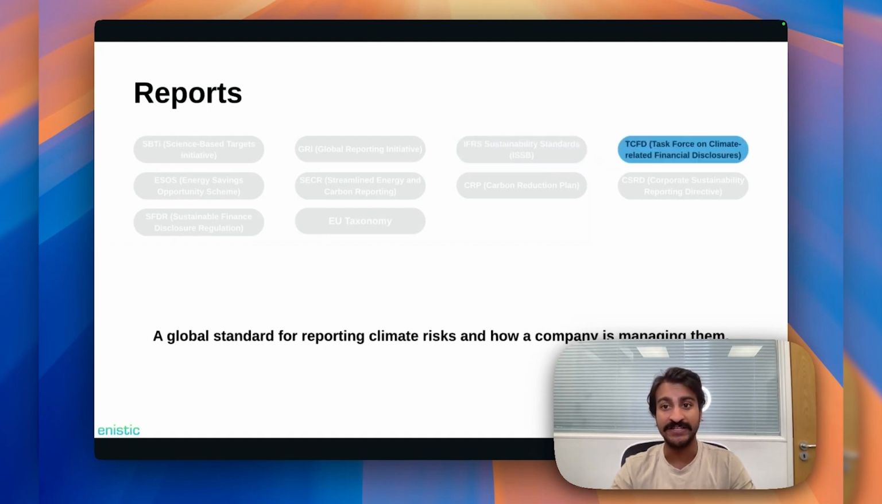Next, we have TCFD, the Task Force on Climate-Related Financial Disclosures. TCFD provides a structured way for companies to disclose climate-related financial risks and opportunities. It looks at governance, strategy, risk management, and the use of metrics and targets used to track progress.